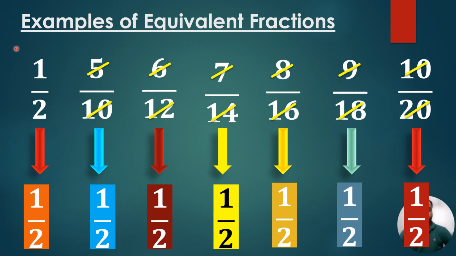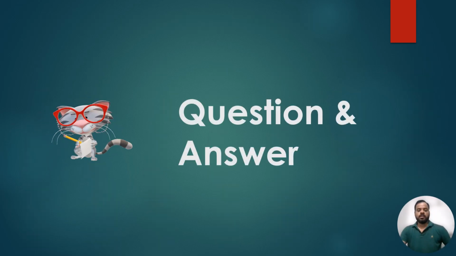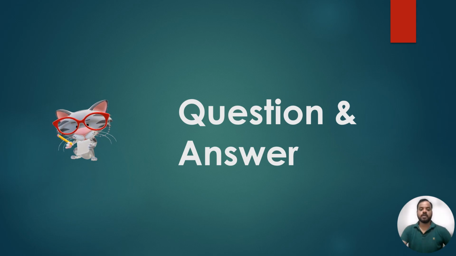So all these are examples of equivalent fractions. Why? Because when we simplify them, we are getting the same fraction, 1 by 2. Now let us solve some questions.